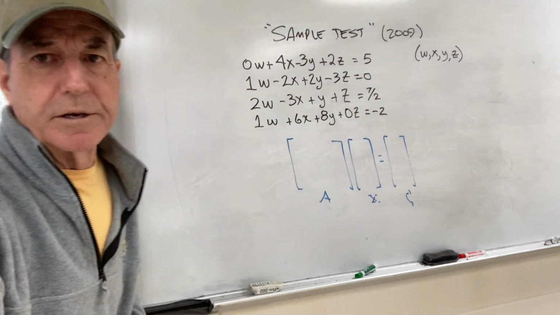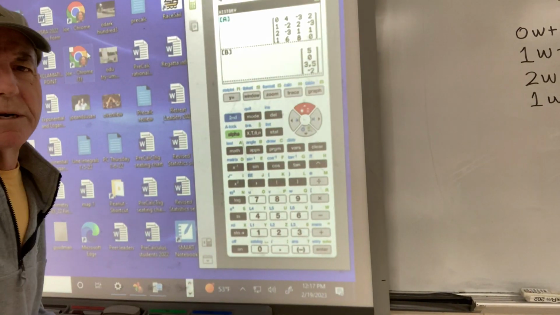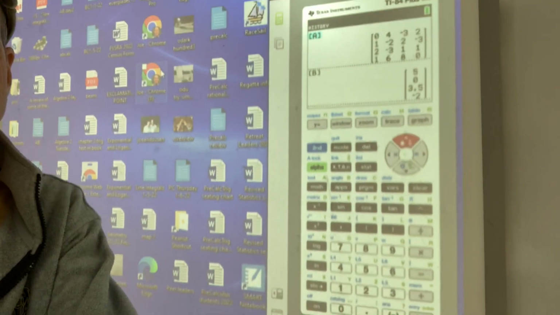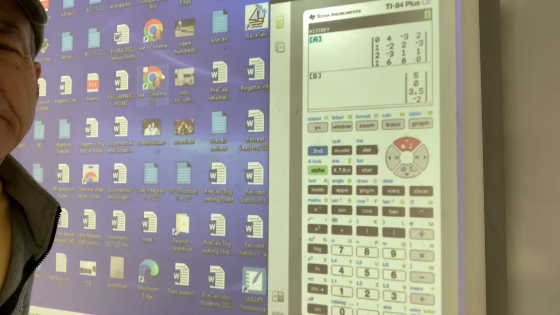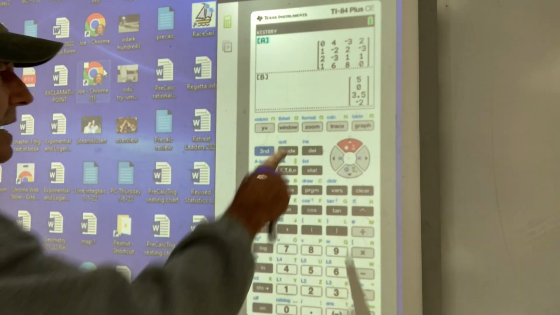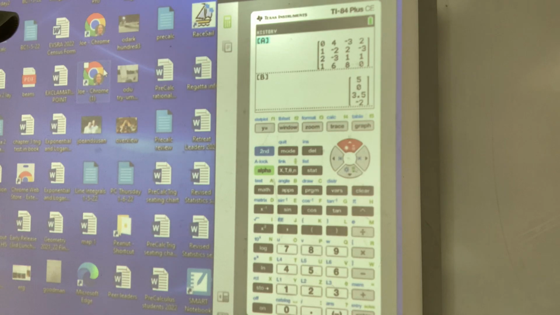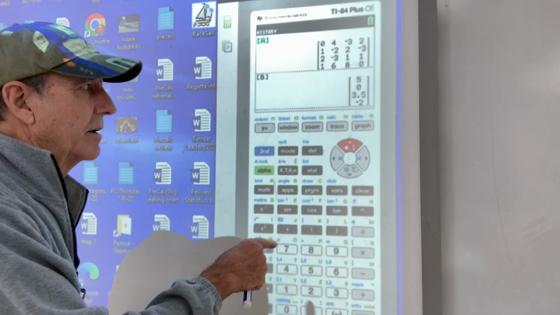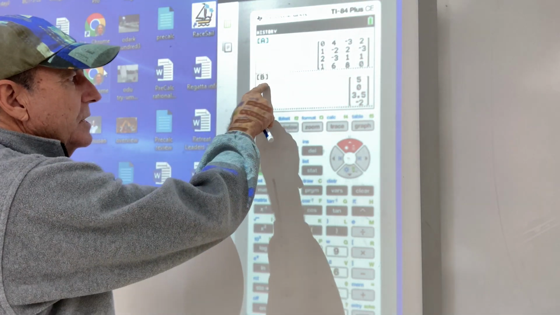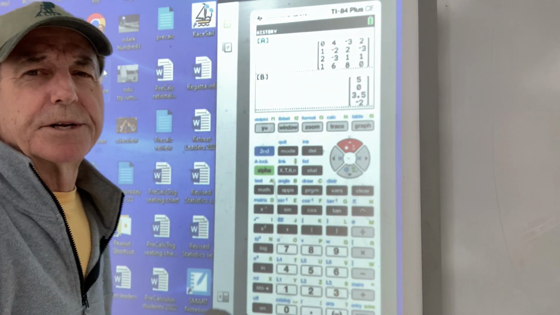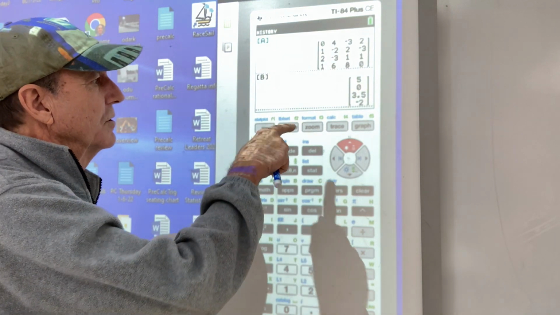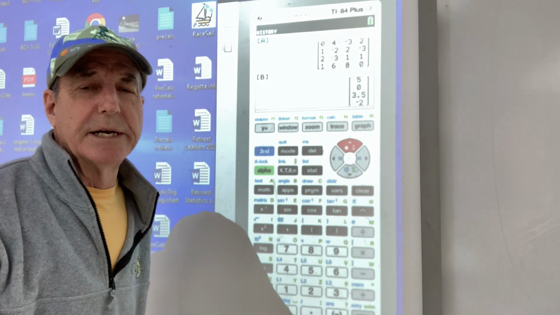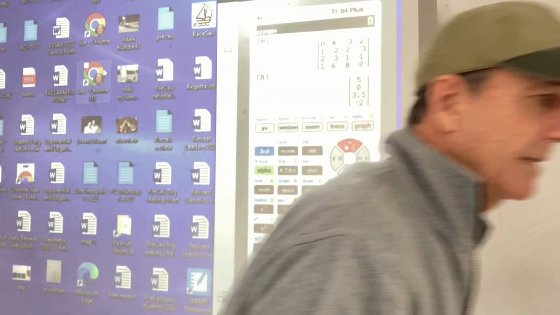So what I've done, if you look at the calculator, I've put in the matrix A as a 4 by 4 there, and the column matrix, the 5, 0, 7 halves, and -2. And now the task is just to go on the calculator and do A inverse B. I've called it B over there, I called it C. But A inverse B should give me my variables W, X, Y, Z. Let me run over to the computer and do that.